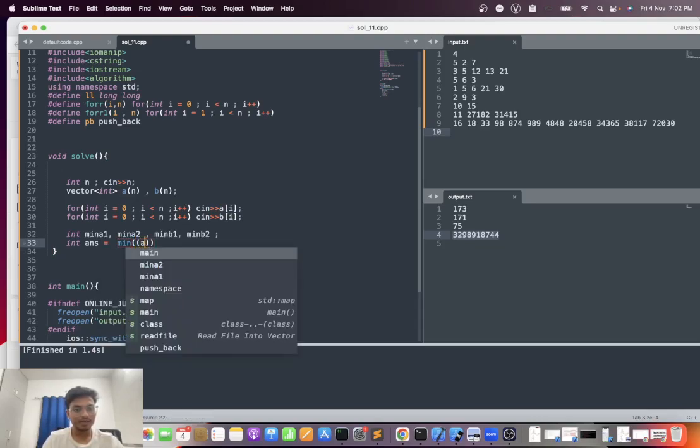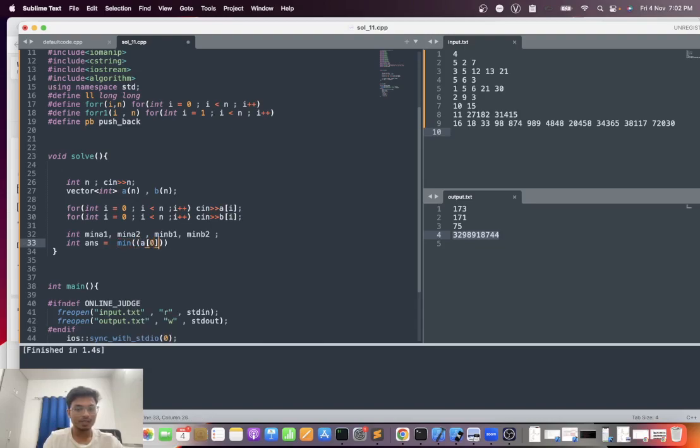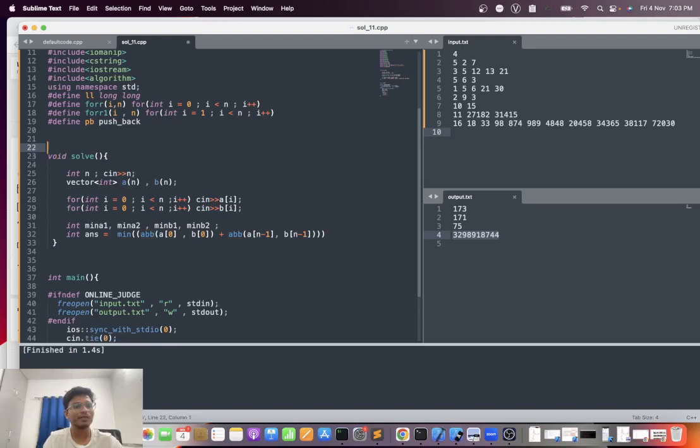one is a of 0 minus b of 0 plus the absolute value of, this will be a mess. I will use abb, the absolute value of a0. I will create a function that will be good, otherwise taking here abb, a of n minus 1 and b of n minus 1, there will be a mess of taking absolute value here only.